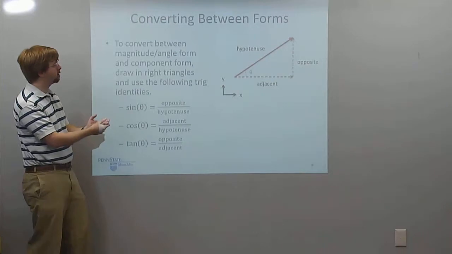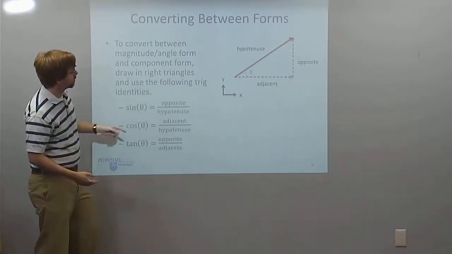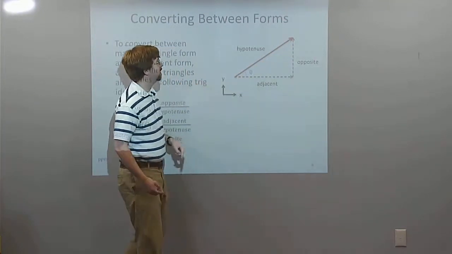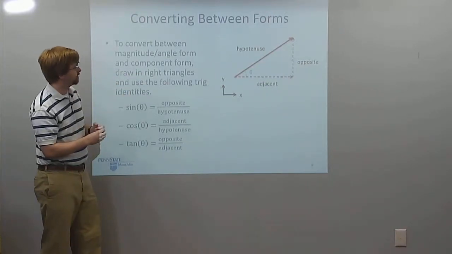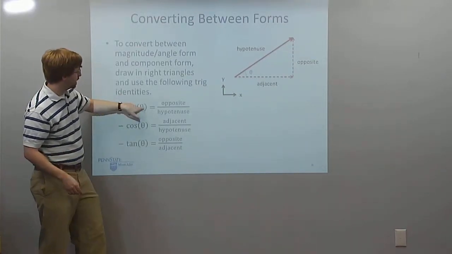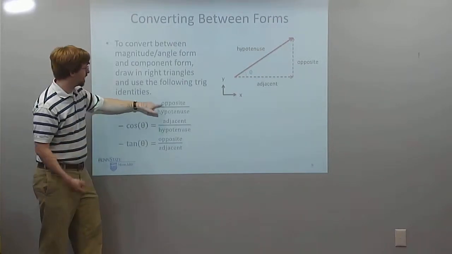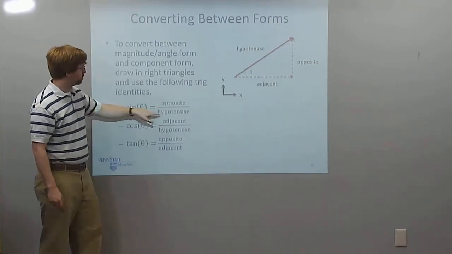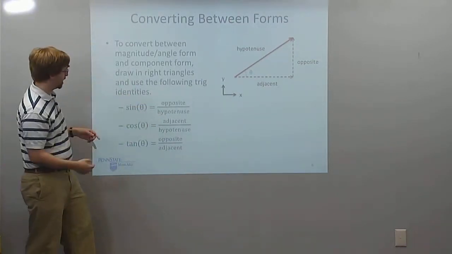So say I wanted to go from magnitude and angle, so I'm going to know the hypotenuse and this theta angle here, and I want to go to component form. I'd say, well, I need to figure out the opposite, and I need to figure out the adjacent. To find the opposite, I know theta, I know hypotenuse, so I can use this formula here to solve for the opposite. So I'd take sine theta, multiply it by the hypotenuse, and that would give me my y component, the opposite side.